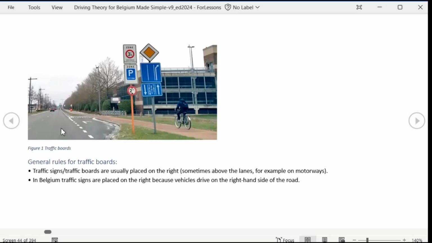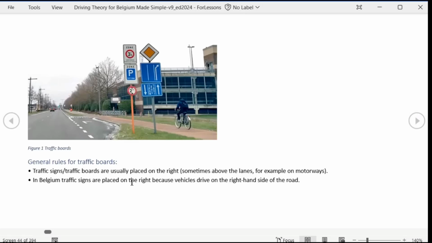So this is the road and you are driving in this direction. These boards are placed on your right. They might be repeated on the left, but if a traffic board is only on the left, then you can safely ignore it. If the traffic board is not on your right side, if it is only on your left, then that traffic board is not meant for you. It can be a traffic board, it can be a traffic light. If it's only on the left, it doesn't apply to you. We will see this as we move through the lesson.